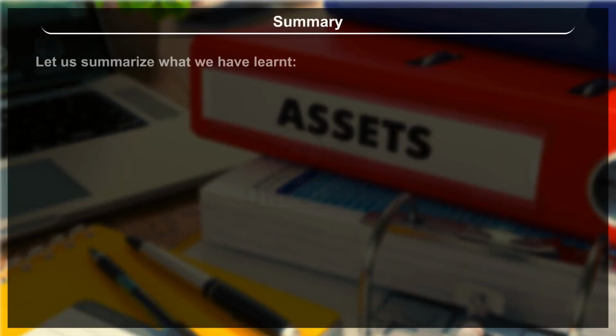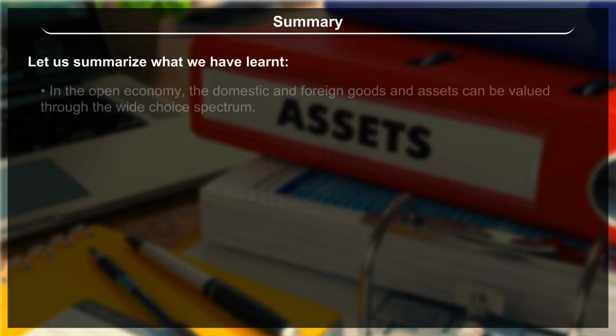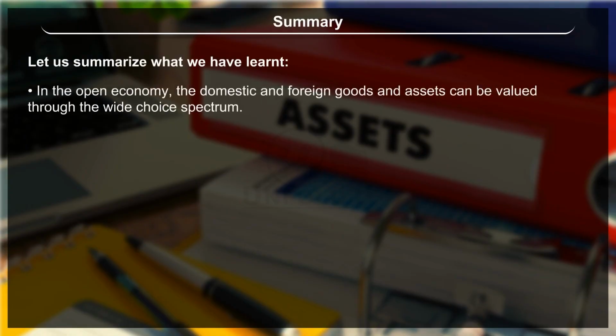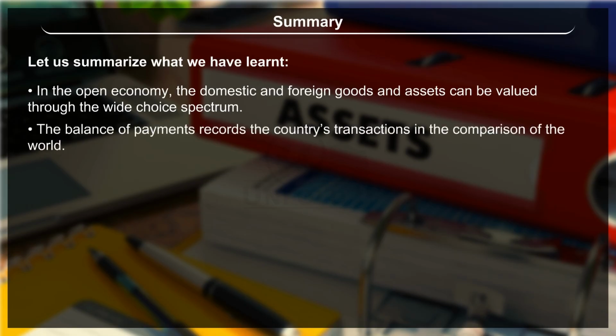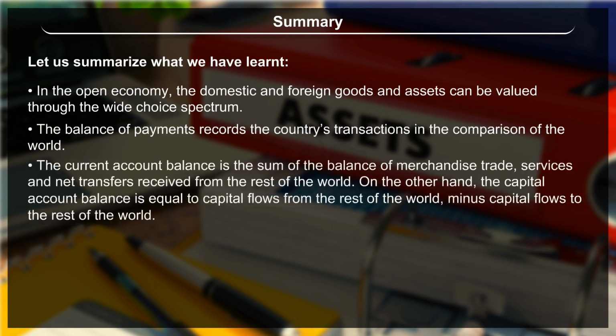Summary. Let us summarize what we have learned. In the open economy, domestic and foreign goods and assets can be valued through a wide choice spectrum. The balance of payments records the country's transactions in comparison with the world. The current account balance is the sum of the balance of merchandise, trade, services, and net transfers received from the rest of the world. On the other hand, the capital account balance is equal to capital flows from the rest of the world minus capital flows to the rest of the world.